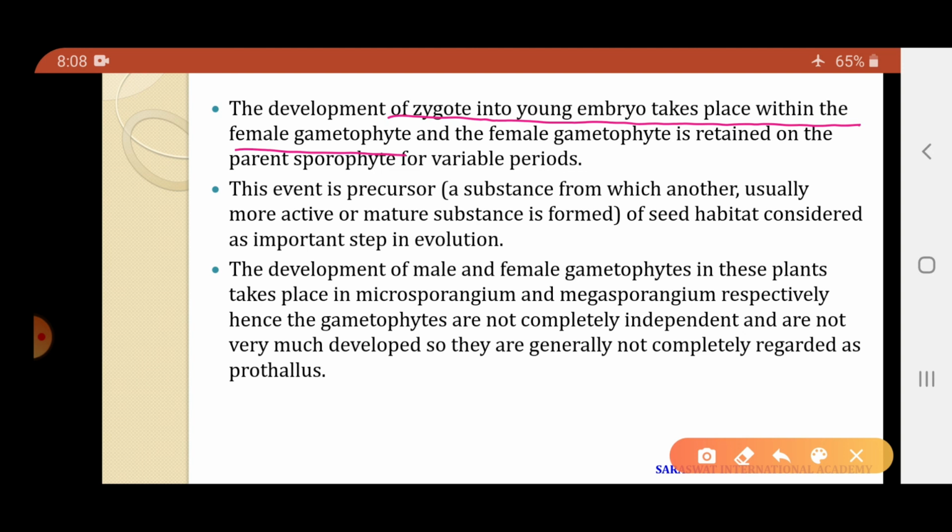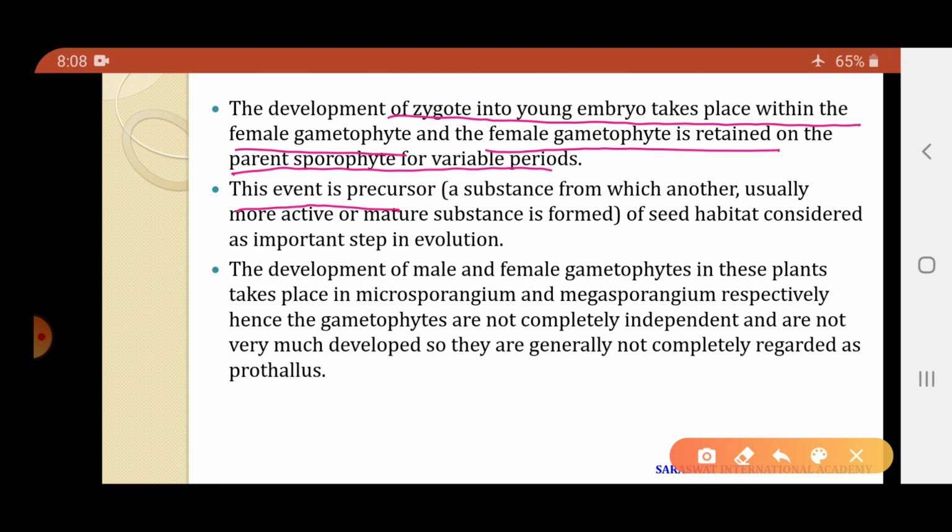Zygote का development किसके अंदर होगा? Inside the female gametophyte. And the female gametophyte, as I told you earlier, it is retained to the parent sporophyte for the variable period of the time. And this is considered as a precursor event. Precursor यानी कोई ऐसा substance जो नया कोई एक्टिव या मैच्योर सब्सटेंस का फॉर्मेशन करेगा.